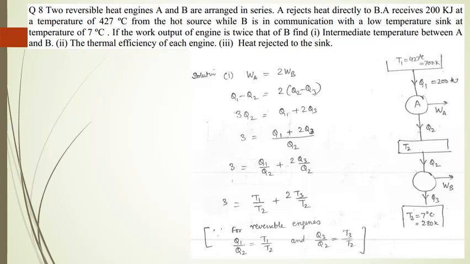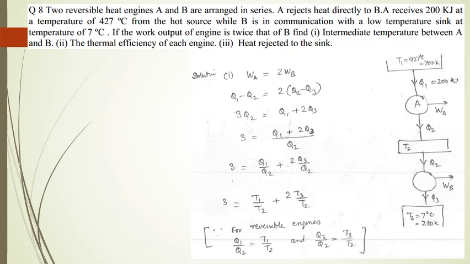Now the two reversible heat engines A and B are arranged in series. The highest temperature reservoir, which is at 427 degrees Celsius, that is equal to 700 Kelvin, is supplying heat to engine A, which is equal to 200 kilojoule, and this engine A is doing work equal to WA and rejecting Q2 amount of heat to the intermediate temperature reservoir, which is maintained at temperature T2, and this heat Q2 is supplied to engine B, which is doing work equal to WB and rejecting heat Q3 to the low temperature reservoir, which is at 7 degrees Celsius, that is equal to 280 Kelvin.